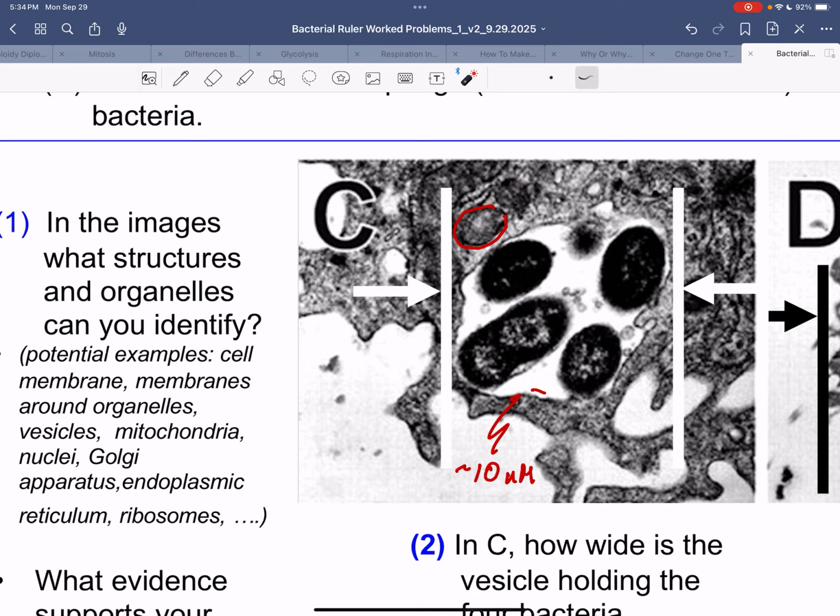This is probably another one. Here is probably another one. You can faintly see some lines. Now these take practice to identify quickly, but over time you should get better at doing it.